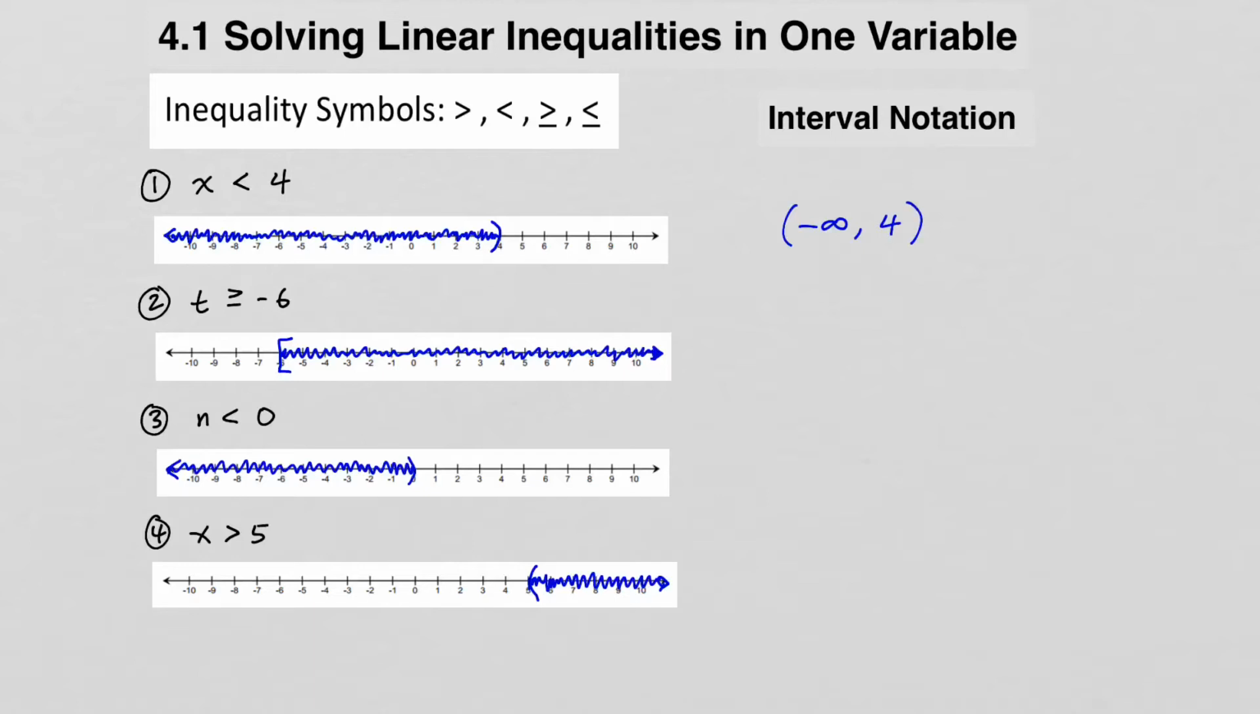So this says we're looking at the set of numbers coming from negative infinity on the left side and stopping at positive 4 on the right side. And we are not including 4 as part of our answer.